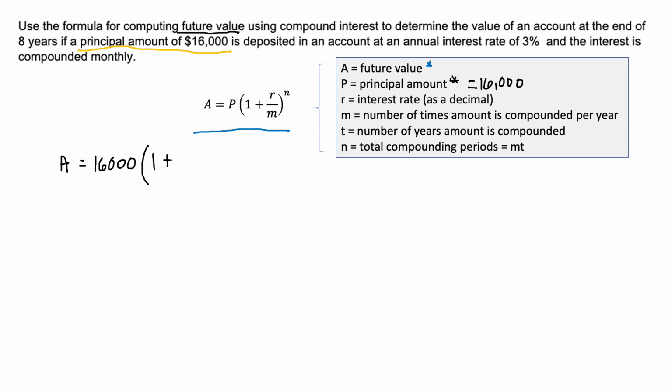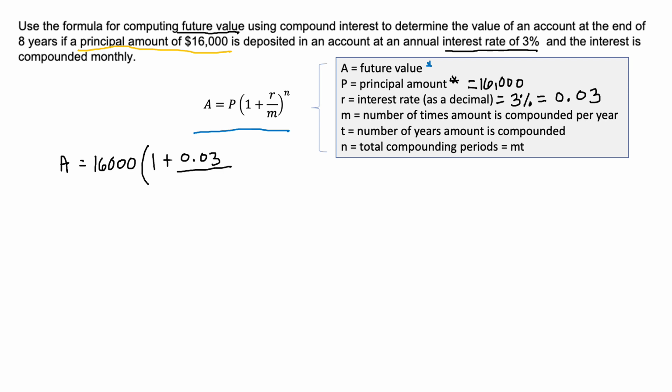Now I want to find the value for R. R is the interest rate. And remember, if the interest rate is given as a percentage, which it is in this problem, we need to convert it to a decimal before putting it into the formula. So our problem tells us that the interest rate is 3%. To convert a percentage to a decimal, we need to divide by 100. So 3 divided by 100 is 0.03. And we'll put that into our formula.